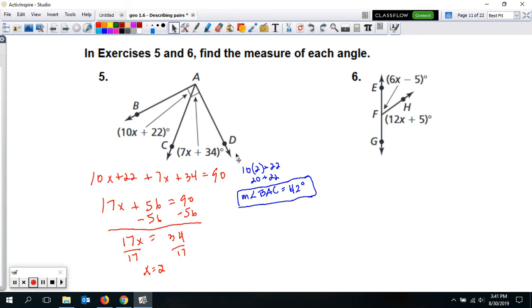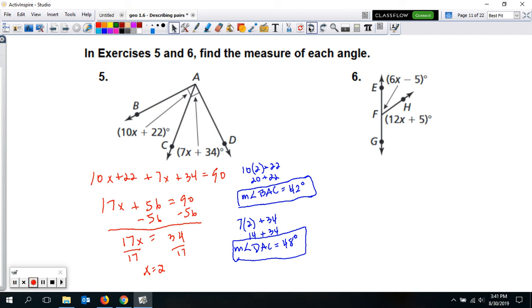And then do the same thing for this angle, 7 times 2 plus the 34. So plug the 2 in for that. So it's 14 plus 34. And you add those together and you get 48 degrees. So the measure of angle DAC equals 48 degrees.